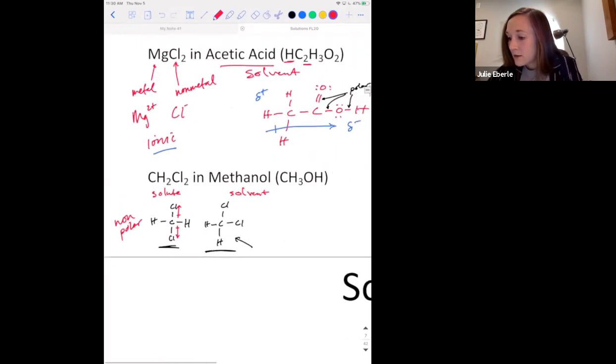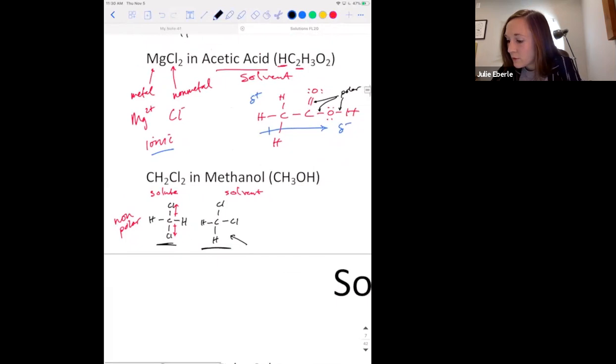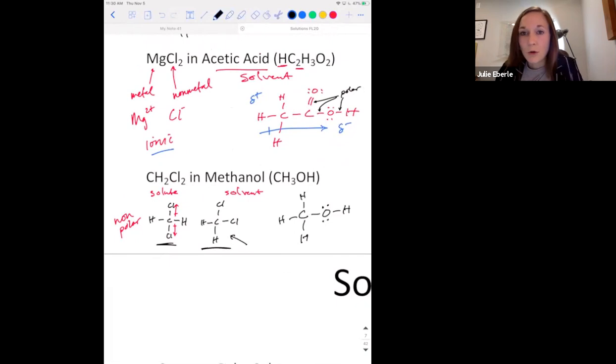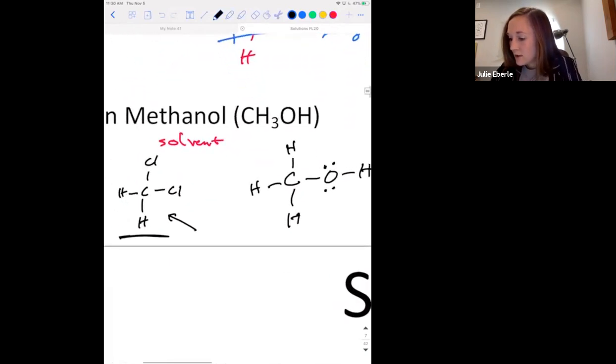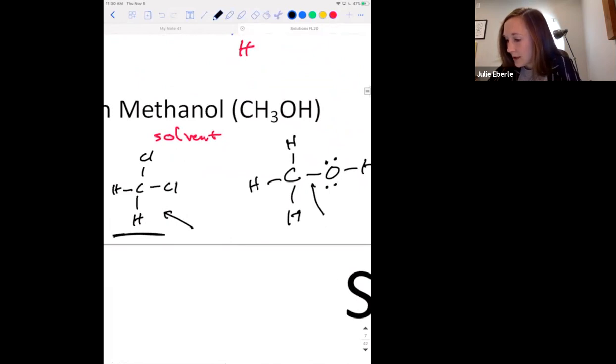And methanol, this one's a little more straightforward. No guesswork here. Less guesswork, I should say. There's our structure for methanol. And this is absolutely polar, okay? Because you have two different bonds that are polar. You've got this one that's polar and this one that's polar. And you've got lone pairs as well.